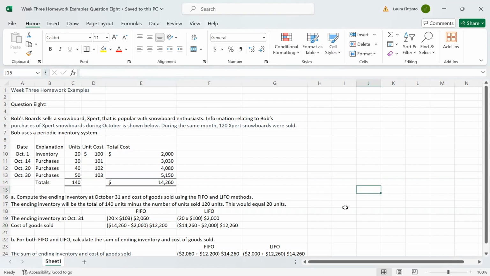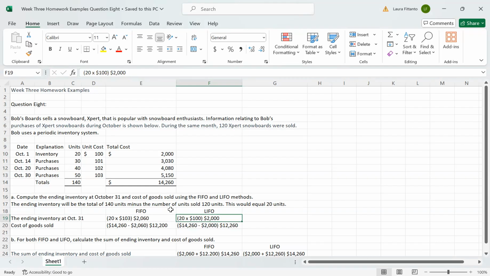For LIFO, to determine our ending inventory, it's still 20 units, but remember under LIFO, the last units purchased are the first units sold. So under LIFO, we have 20 units left, and that's coming from our beginning inventory in this case. So 20 times 100 is 2,000. That's our ending inventory, the 20 times 100.